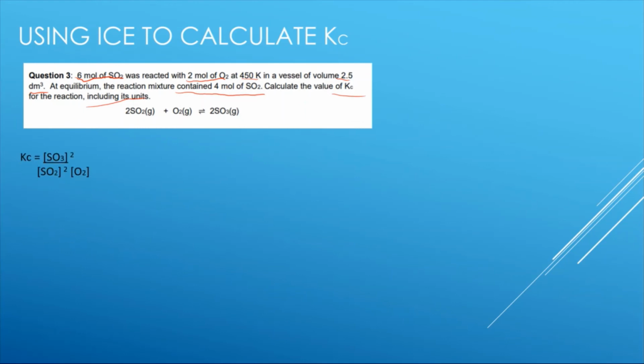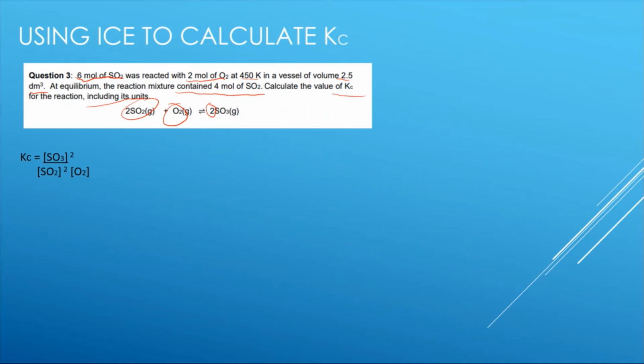So what we would do is simply, for any question, you would write the Kc and the equation down. So the simplest in terms of the atoms and the compounds that we have. So it'd just be SO3 squared, because again there's 2 moles of SO3 in this time, over the reactants, so SO2 squared and O2.